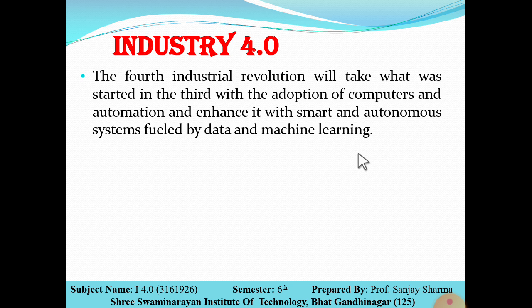Now what is smart? Smart means which thinks on its own. It is programmed in such a way that it will sense the requirement and accordingly it will perform. An autonomous system means there is no need of any other clubbing or any other subsystem for the operation. So an autonomous system is an independent system, fueled, meaning it is fed by the data and machine learning.